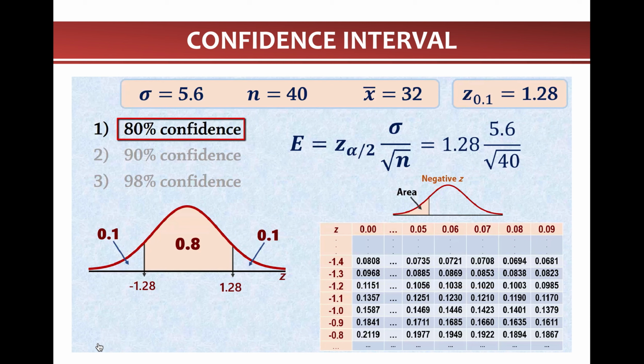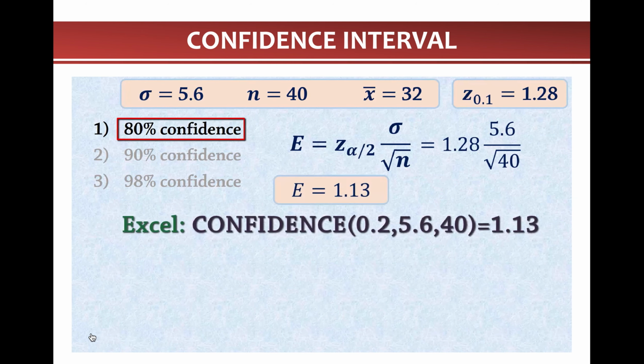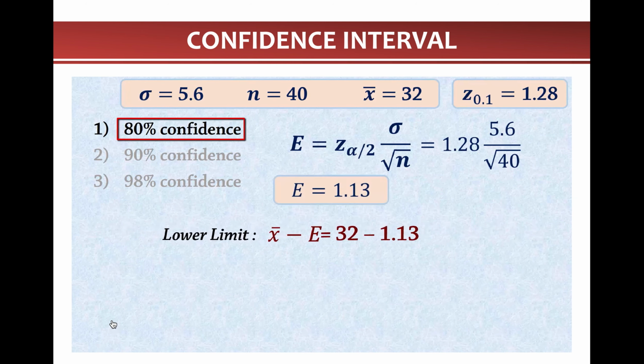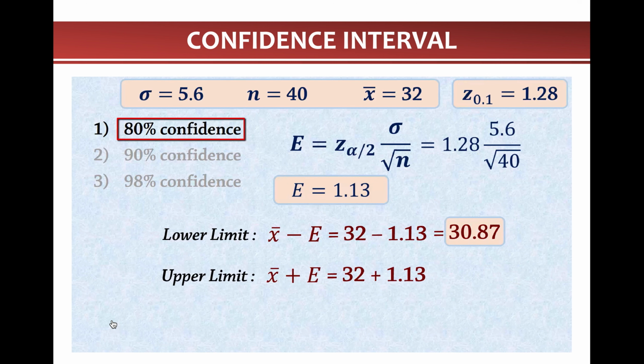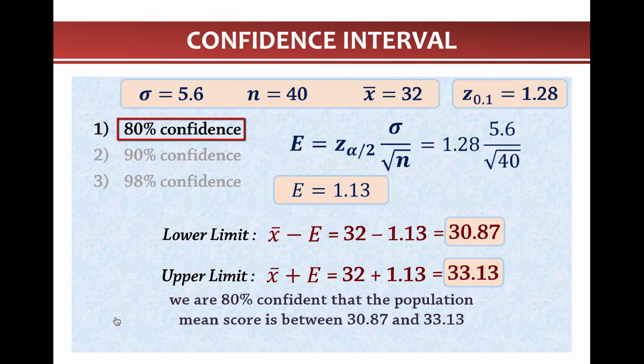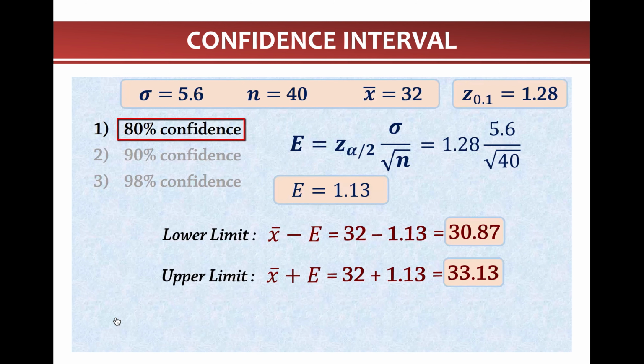The margin of error is therefore 1.13. So the lower limit of the confidence interval is 32 minus 1.13, which gives 30.87. And the upper limit is 32 plus 1.13, which gives 33.13. To interpret that, we say we are 80% confident that the population mean score is between 30.87 and 33.13. Okay, please take note.